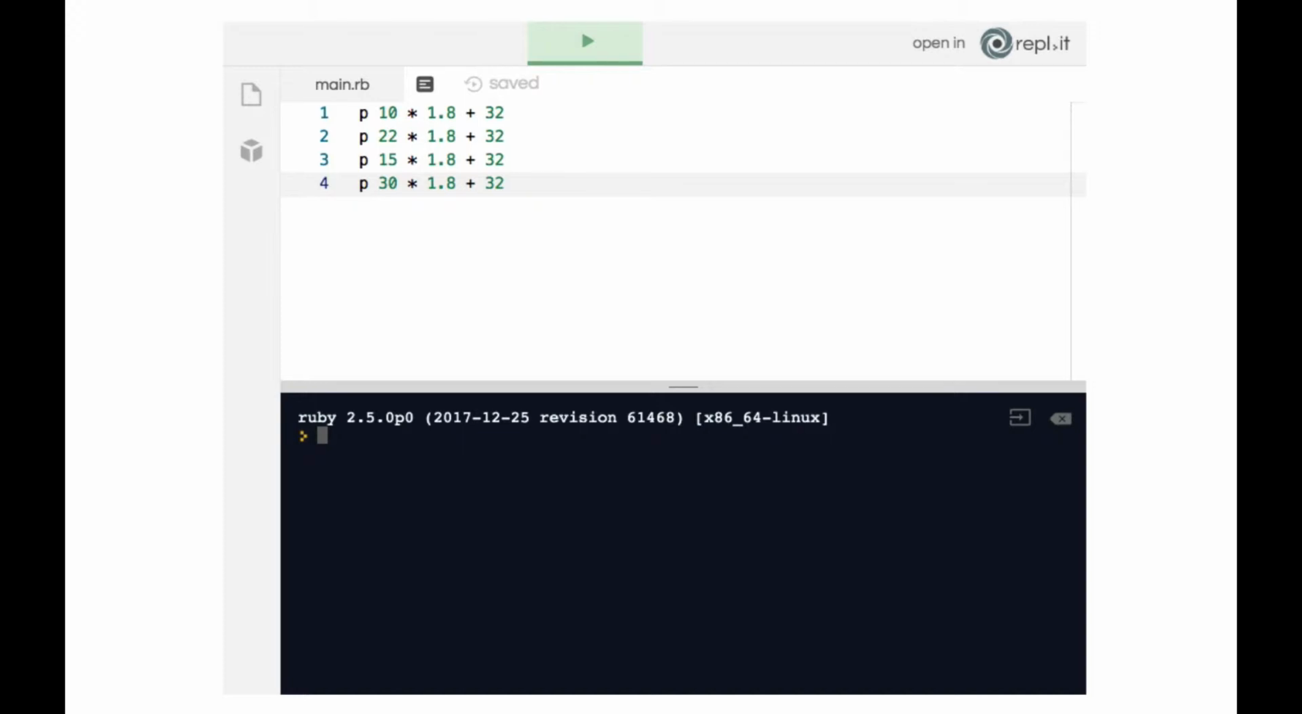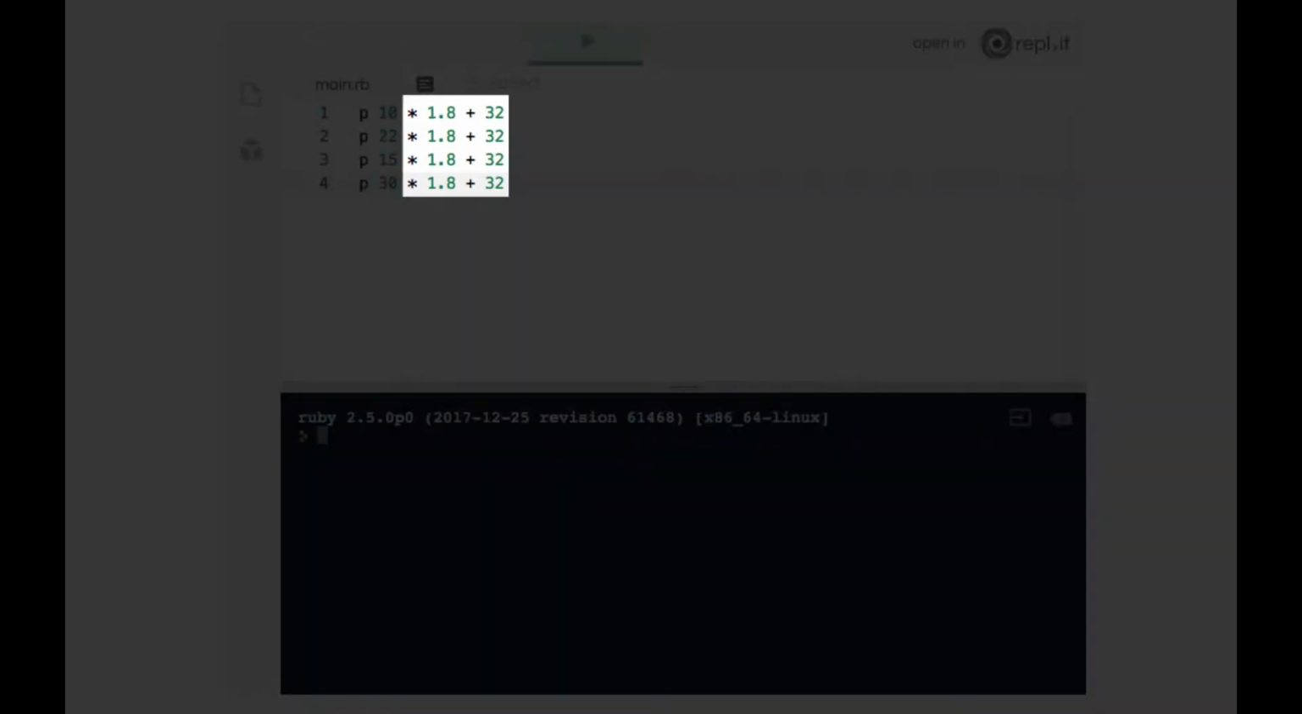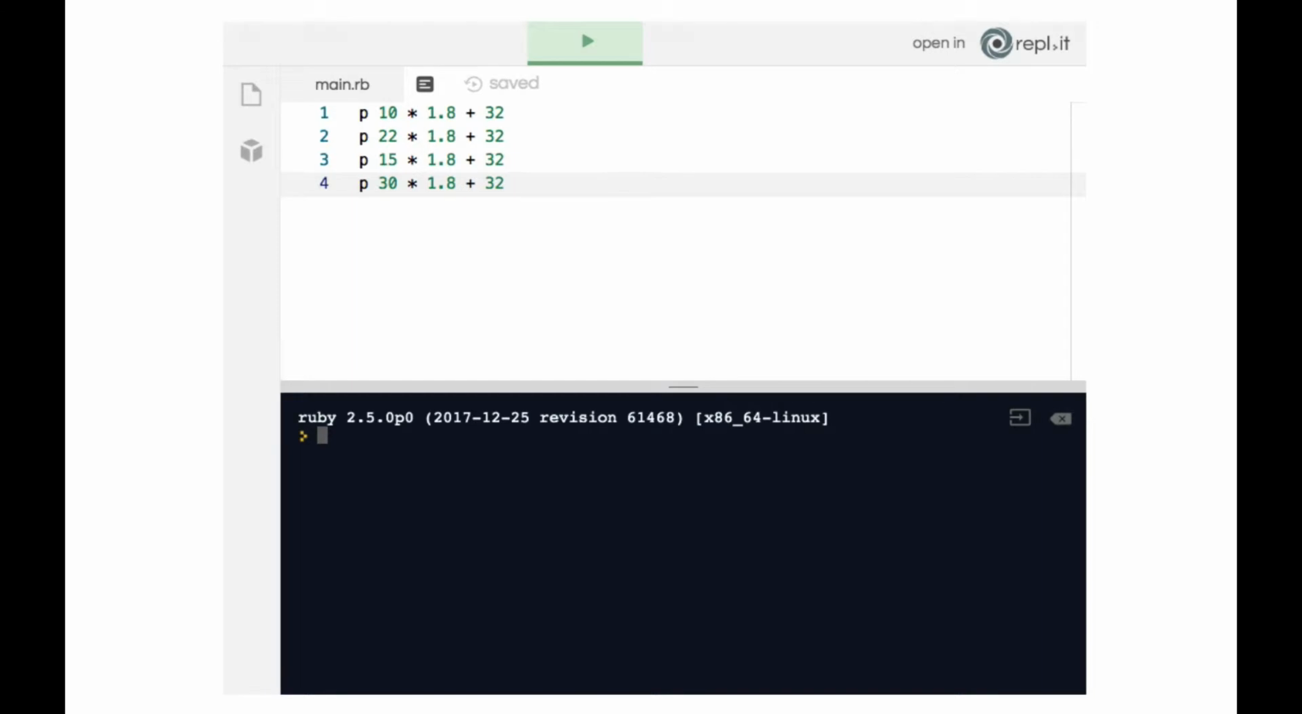But there are two drawbacks to the code here. The first is that there's a lot of duplicate code. I'm writing the same code over and over again. Multiply by 1.8 plus 32, multiply by 1.8 plus 32, and it's a little tedious.